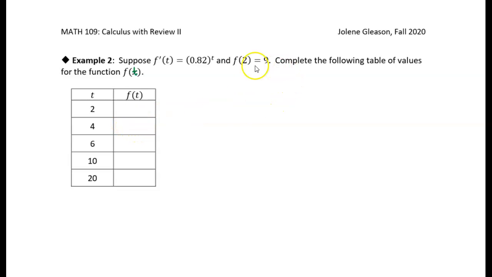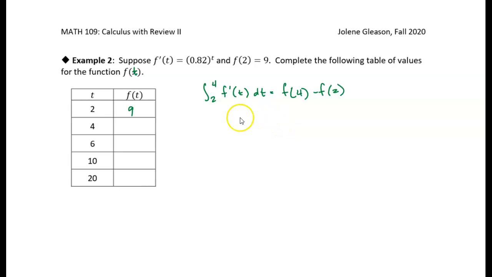Well, right off the bat, we know f of 2 is equal to 9, so we can fill that in. Now, in order to find the other values, we can use the fundamental theorem of calculus. If I want to find f of 4, I know that the integral from 2 to 4 of f prime of t dt is equal to f of 4 minus f of 2. And I'm given f of 2.